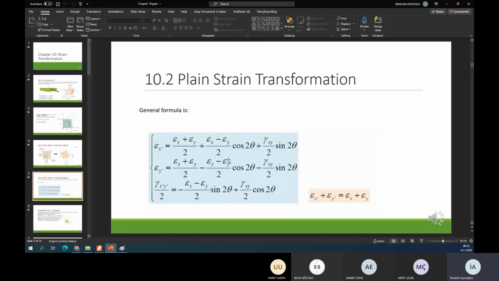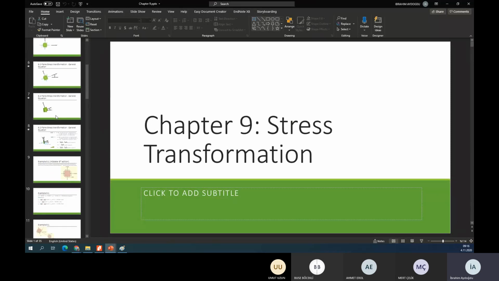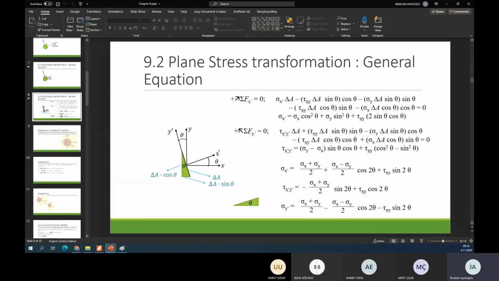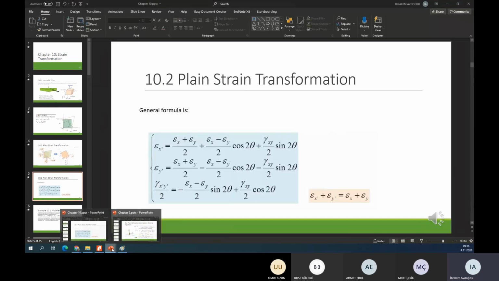When you look at the equations, do you think they are similar to stress transformation? Do you remember the stress transformation formulation? Maybe I can open it for you. Yes, this is my formulation. This is the stress transformation formulation. These three equations are the strain transformation. Is it similar? Silence again. 1, 2, 3, 4, 5. I think this is similar.